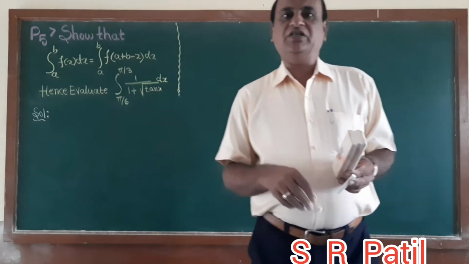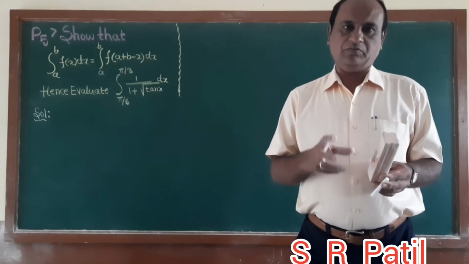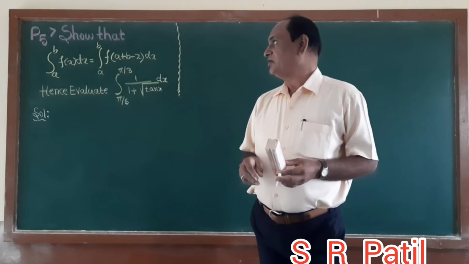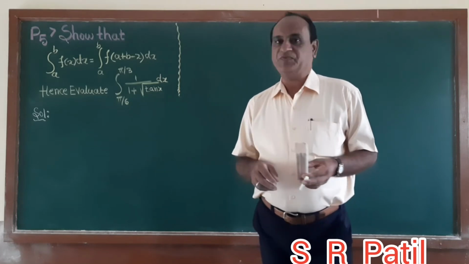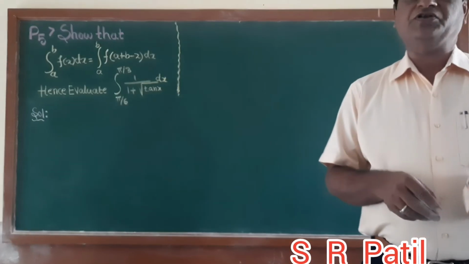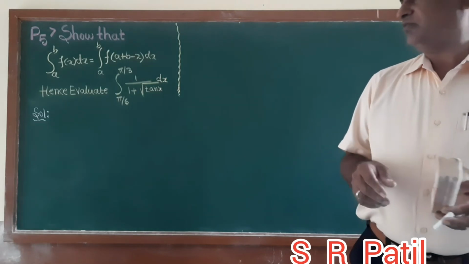Okay, so in this period I want to discuss another important property in the list of 6 marks questions, property number P5. Show that integral a to b f(x) dx is equal to integral a to b f(a plus b minus x) dx. Hence evaluate the given problem.